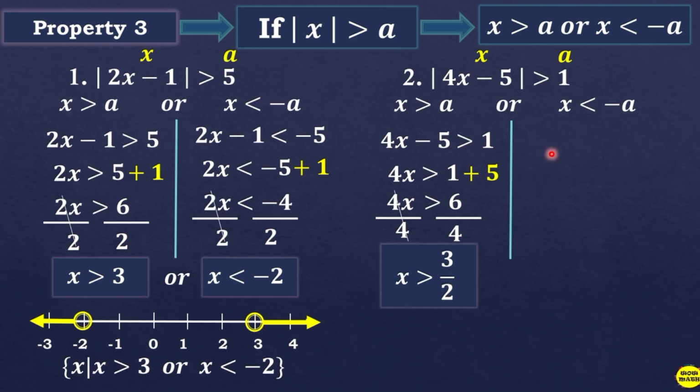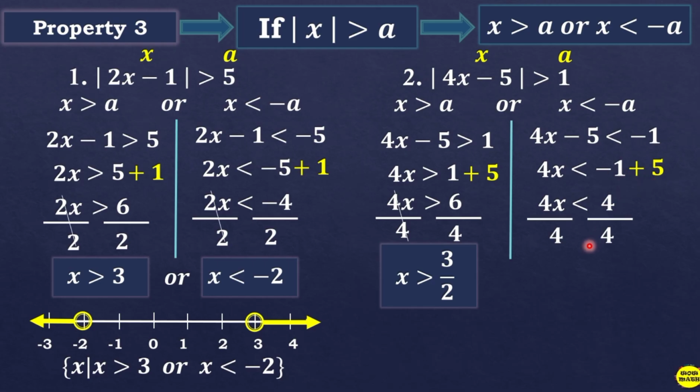Now, on the other side, again, your x is 4x minus 5 is less than negative 1 naman kasi negative a. So, 4x is less than negative 1 plus 5. Kasi nag-transpose tayo, nilipat mo siya. So, we have 4x is less than 4. Divide both sides by 4. So, we have x is less than 1. 4 divide 4 is 1. So, do not forget the word or.